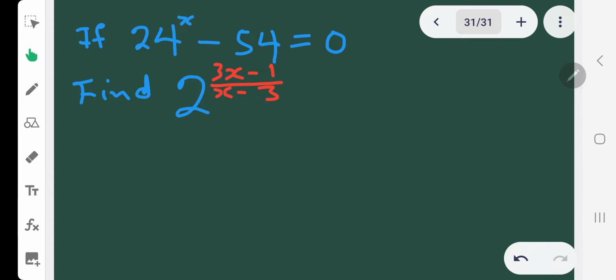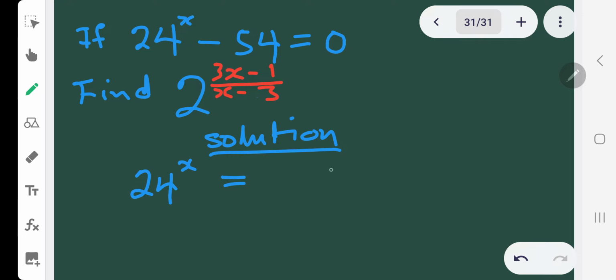So first of all, let's look at the solution of this question. So when we take this question, which is 24 raised to the power x minus 54 is equal to 0, before we begin answering it, let us take a look at what we are told to find, which is 2 raised to the power 3x minus 1 all over x minus 3.